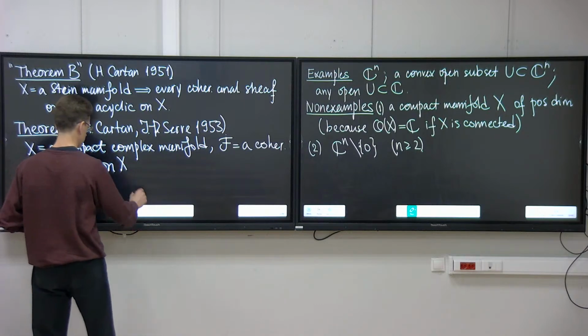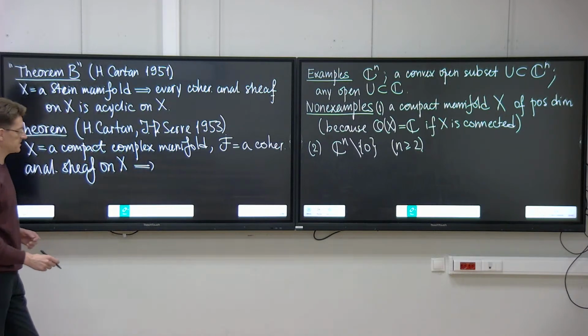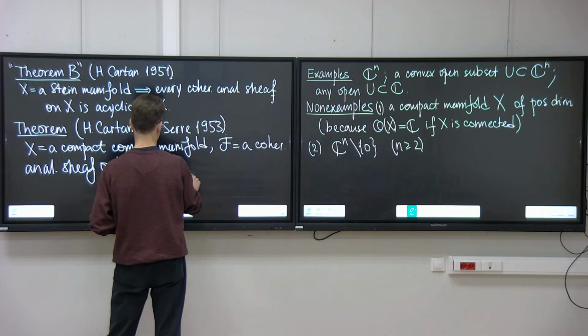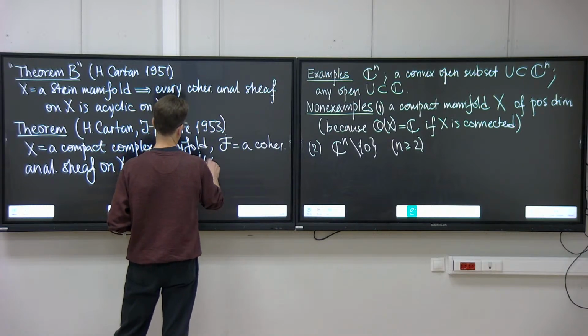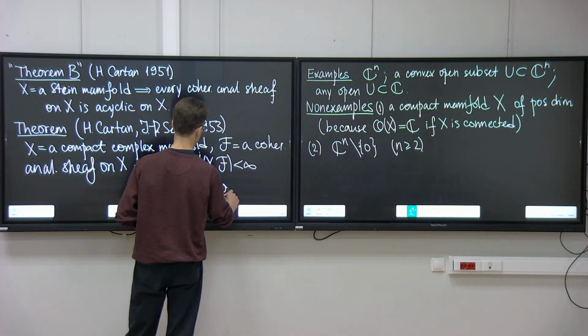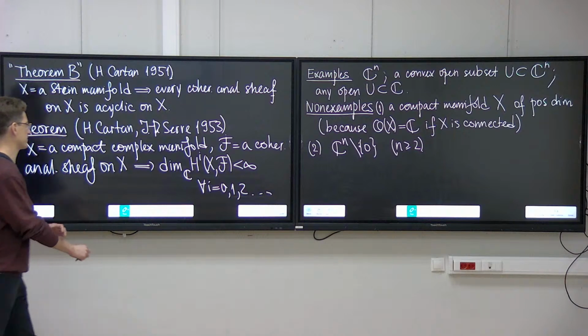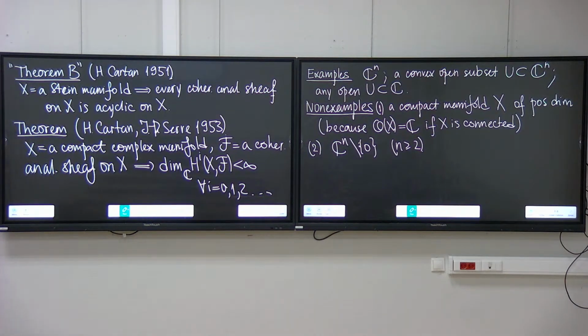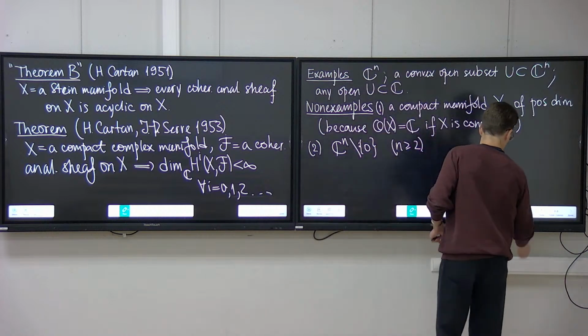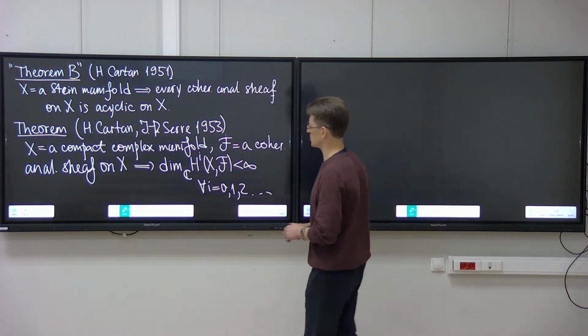On X. The theorem states that the cohomology spaces of F over X are finite dimensional for every i = 0, 1, and so on. In particular, this is true if i equals 0, so the section spaces are finite dimensional. Now, in some sense, this is a generalization of the Liouville theory. So this is our goal.